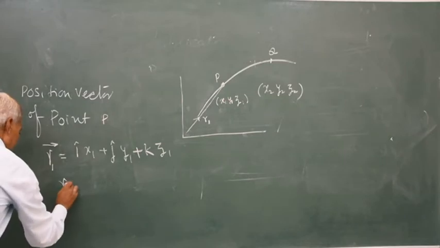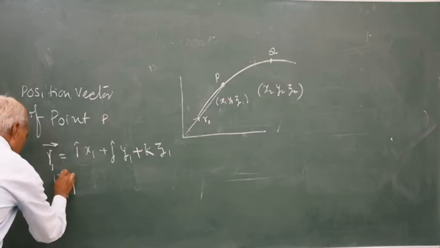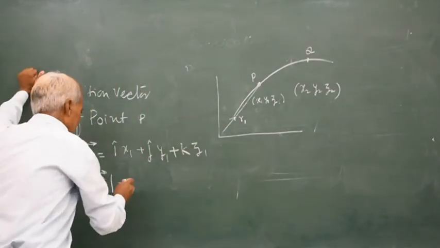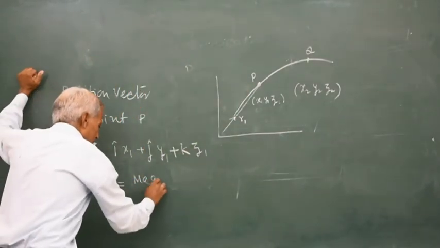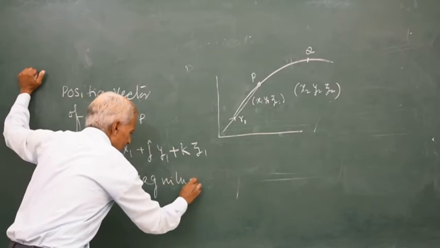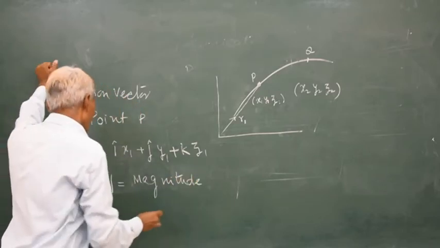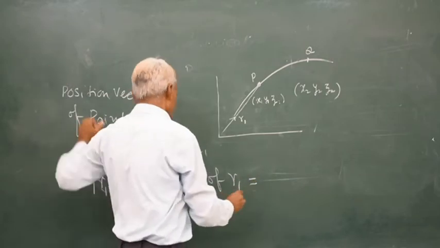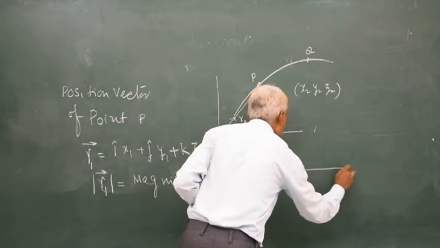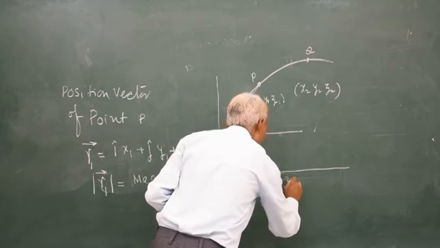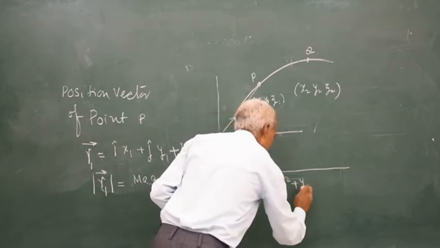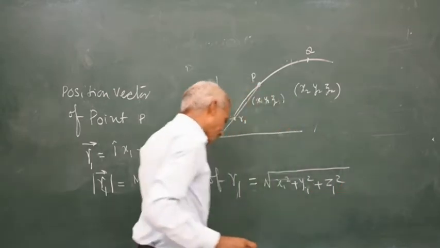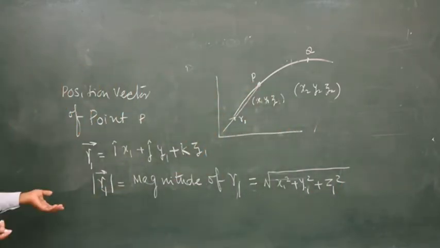Mod R. This is simply length of this vector, that is magnitude of R is equal to under root x1 square plus y1 square plus z1 square. Magnitude.